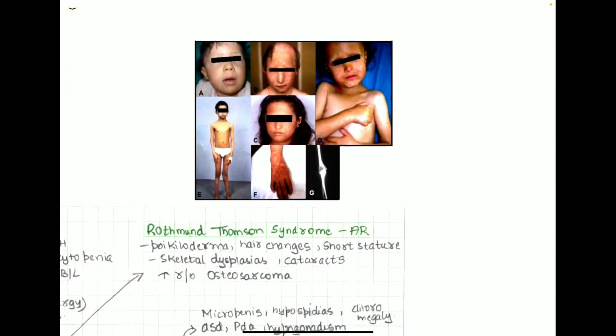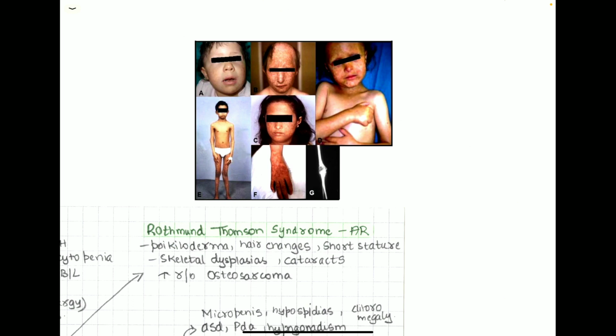Coming to Rothmund-Thomson syndrome, it is a rare autosomal recessive disease where there is poikiloderma, which you can see in images A, B, C, D, and even F. And there can be skeletal dysplasias. There can be sparse hair and eyebrows. Patients with Rothmund-Thomson syndrome are usually of small stature. There can be osteopenia and delayed bone formation. Dental anomalies are also not uncommon.